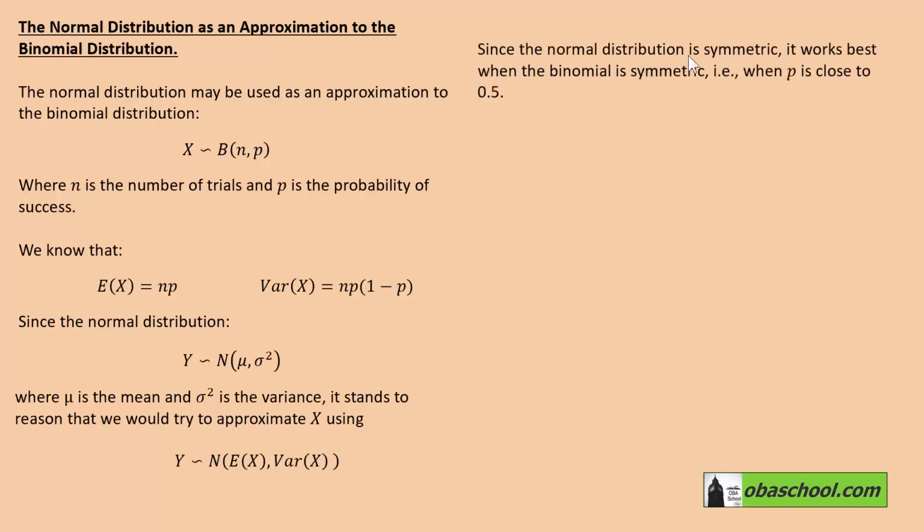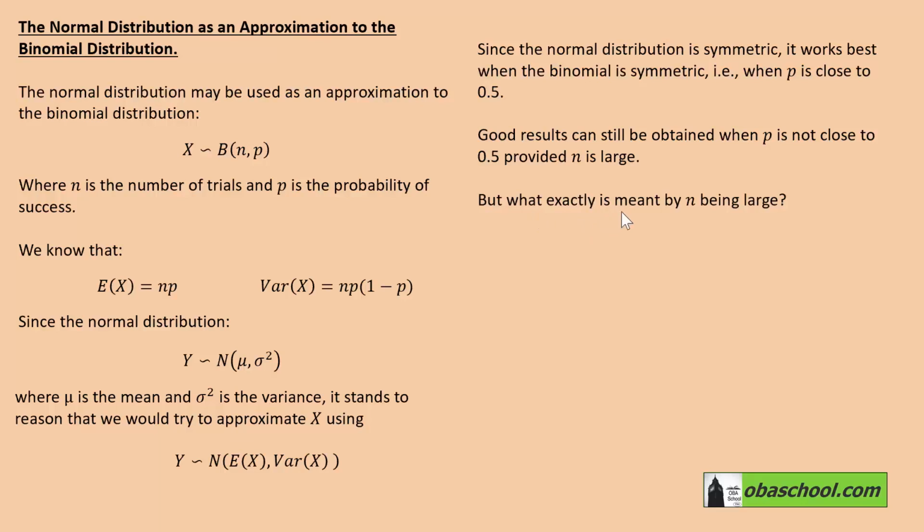Since the normal distribution is symmetric, it works best when the binomial is symmetric, i.e. when p is close to 0.5. Good results can still be obtained when p is not close to 0.5, provided n is large.